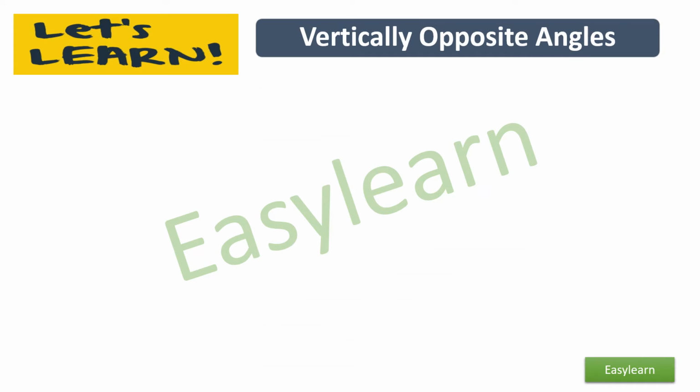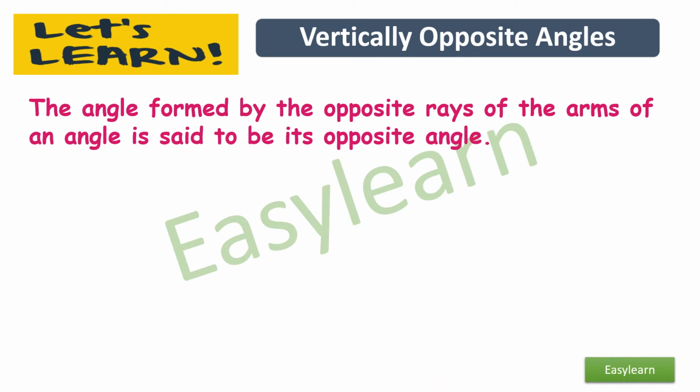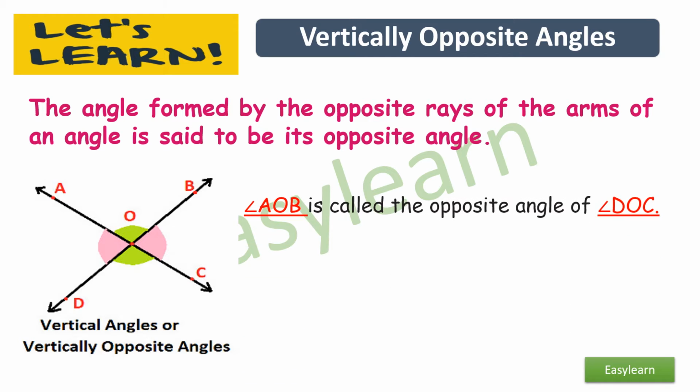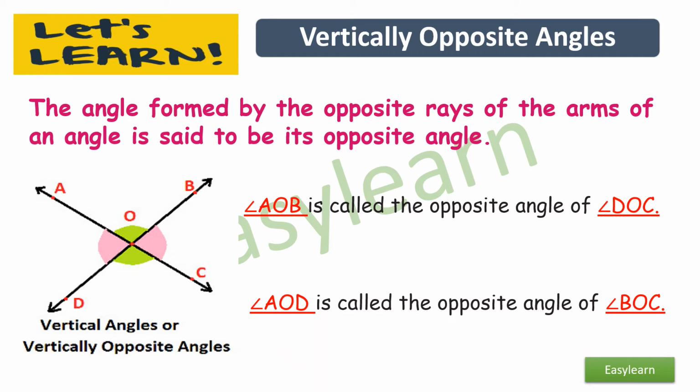Let's learn what are vertically opposite angles. The angle formed by the opposite rays of the arms of an angle is said to be its opposite angle. For example, you have a diagram over here. The opposite rays meet each other at point O. O is the common point. The angles shown in green color, that is angle AOB and angle DOC, are the vertically opposite angles. And the angles shown in pink color, that is angle AOD and angle BOC, are also vertically opposite angles.